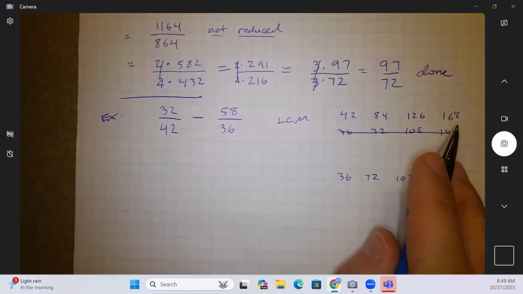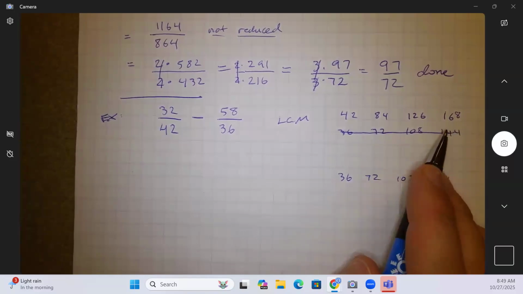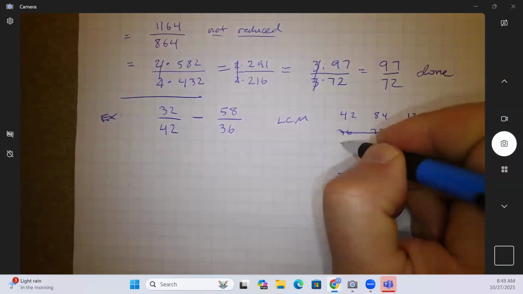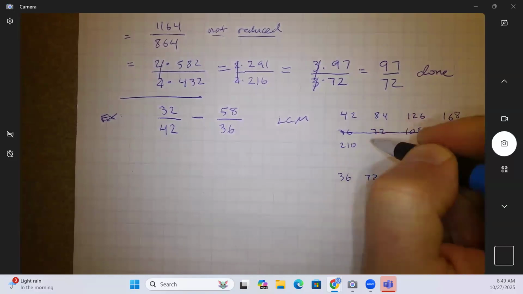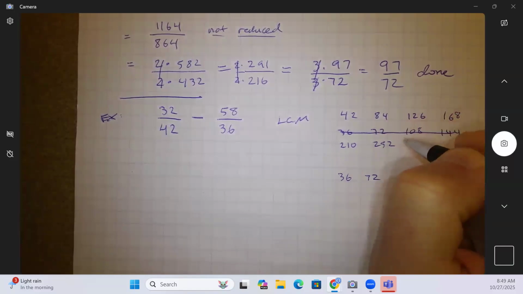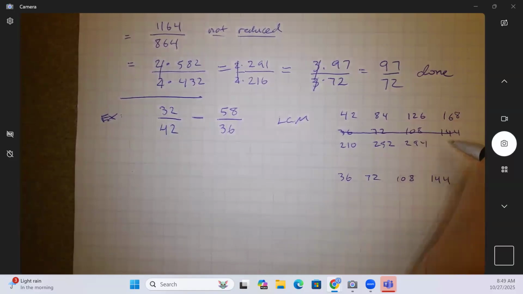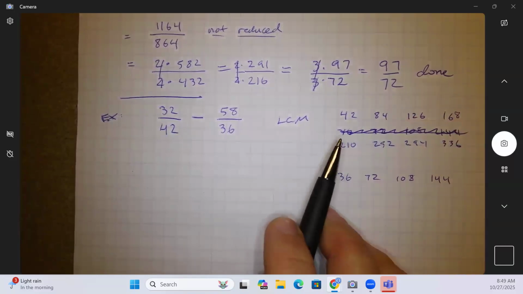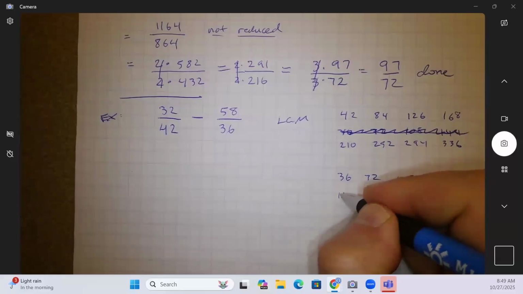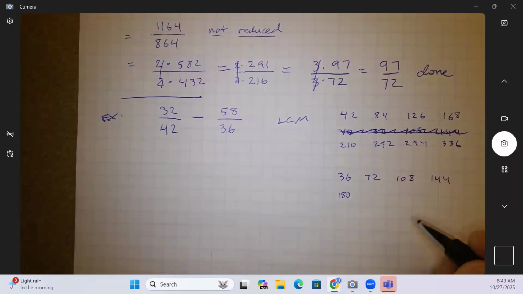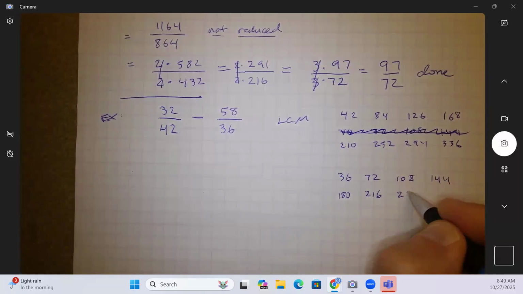Okay, so back to the 42s. 168 plus 42 is 210, plus 42 is 252, plus 42 is 294, plus 42 is 336. Okay, let's go back to the 36s and see if we get anywhere. 180, 216, just missed it. 252, aha, found it. 252 works.